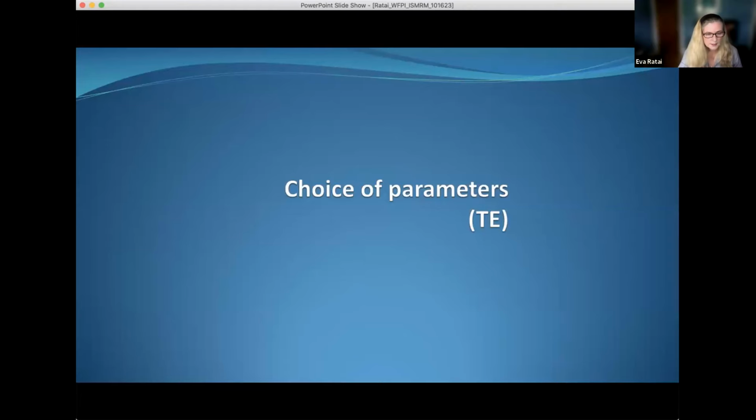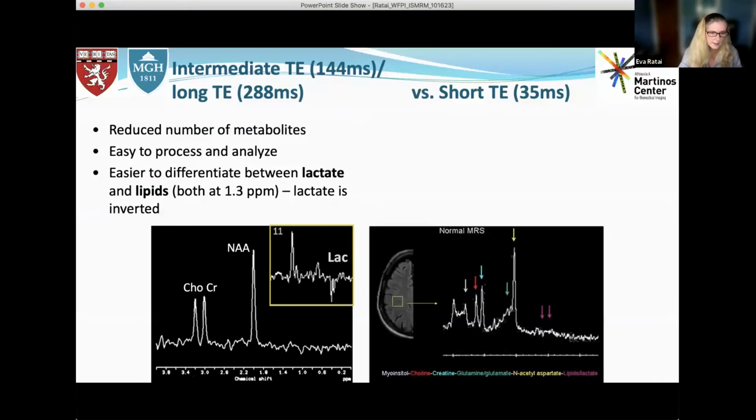So, choice of parameters. Before we go to the fun part, one more thing that we have to deal with. At intermediate echo times, 144 milliseconds, and longer echo times, 288 milliseconds, you do see a reduced number of metabolites because some of them have already decayed. But your spectrum is easy to analyze. And the good thing is that lactate and lipids actually resonate at the exact same frequency. However, lactate is inverted at 144 milliseconds. So this way you can distinguish between lactate and lipids. And lipids should already be decayed at longer echo times anyways.